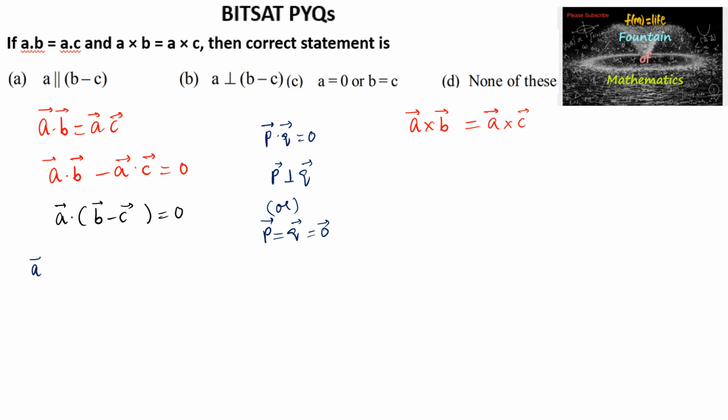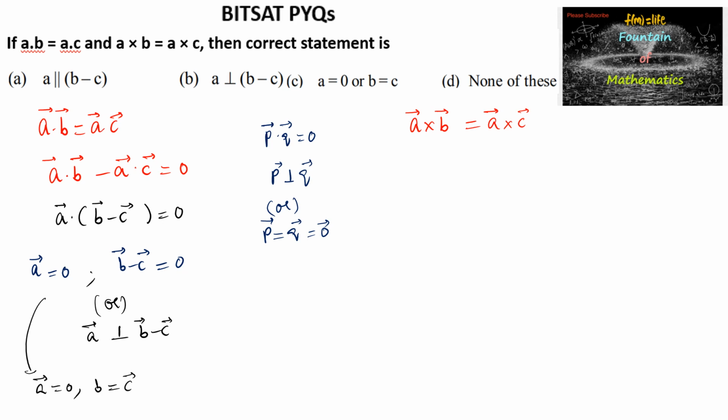So we may consider either a is equal to 0, or b minus c is equal to 0, or a vector is perpendicular to b minus c vector. So we can say either a is equal to 0, or b is equal to c vector, or we can say that vector a is perpendicular to b minus c. These are the two possibilities we have.